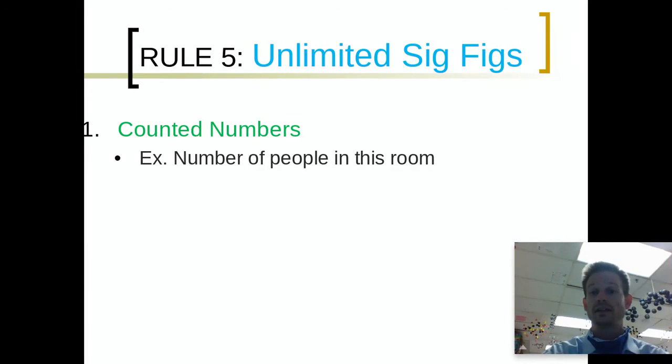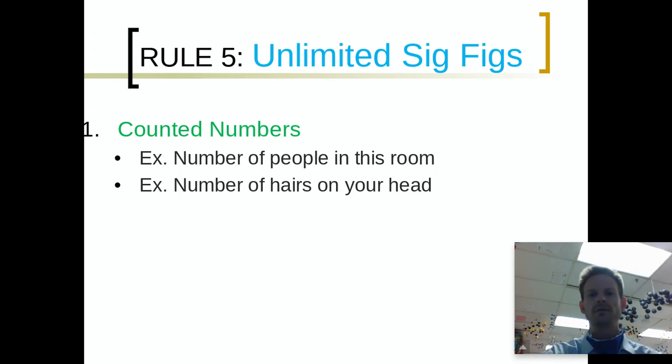Oh man, that was good. I didn't even know that was going to pop up, even though I wrote it. Number of hairs on your head. You can count them all up and you would always be right. So those have unlimited significant figures, meaning when we go and do the math, those are not going to affect your math at all, counted numbers.